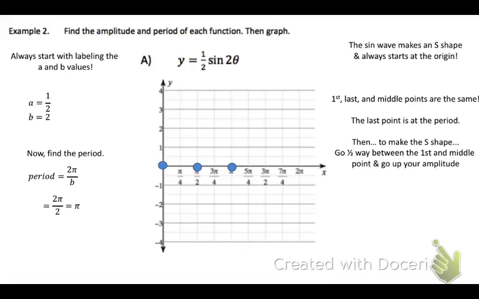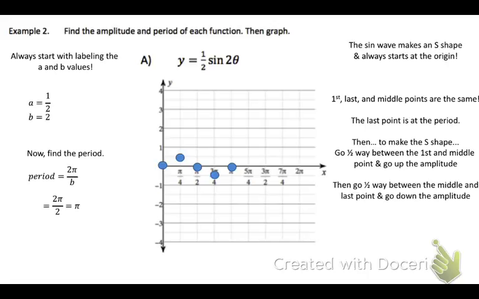Then to make the S shape, we're going to go halfway between the first and the middle point, and go up our amplitude, and then go halfway between the middle and the last point, and go down our amplitude. So my amplitude is 1/2. I'm going to go to pi fourths because that's halfway between 0 and pi halves and go up a half. Then I'm going to go halfway between pi halves and pi and go down a half.